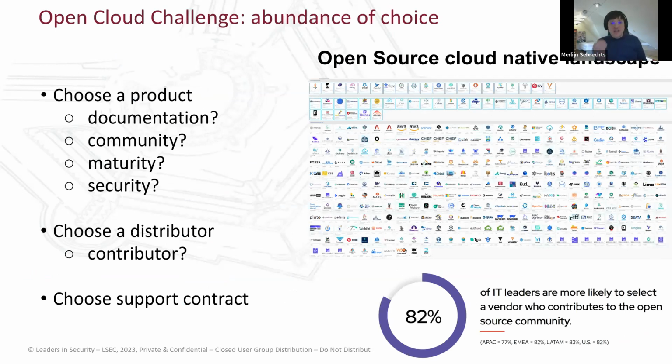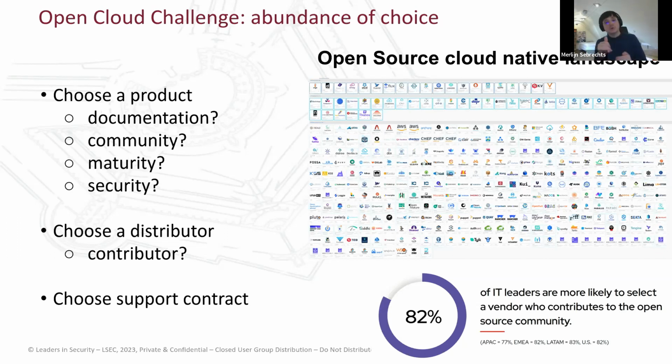One of the biggest challenges of open cloud technologies is that there is an incredible abundance of choice, and not all projects are created equal. There's a whole bunch of projects in the open source cloud landscape that are built by individuals in their spare time as a hobby project that shouldn't actually be used in production, that shouldn't be relied on.